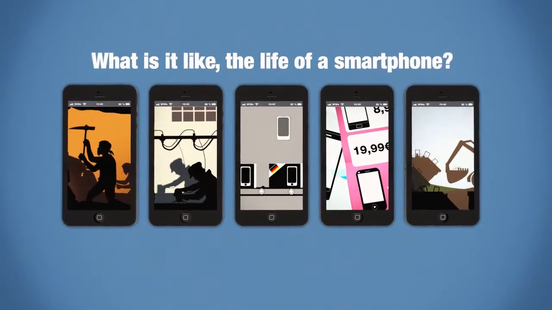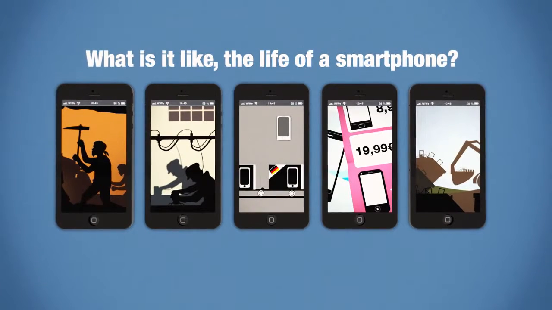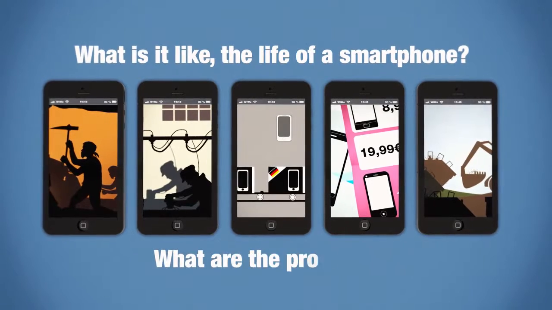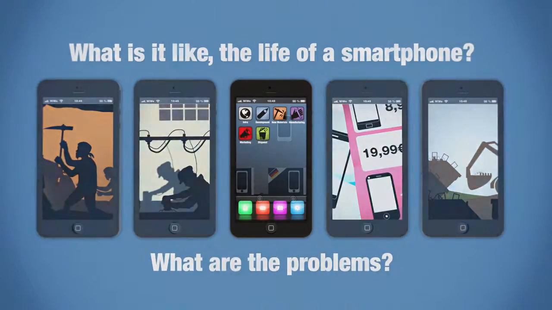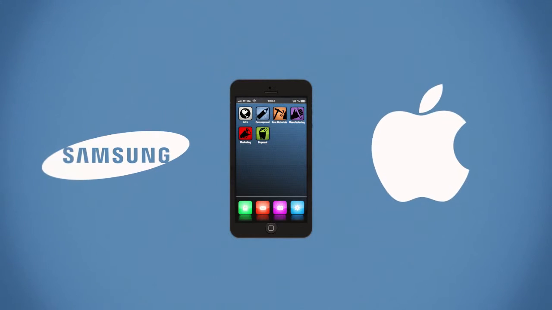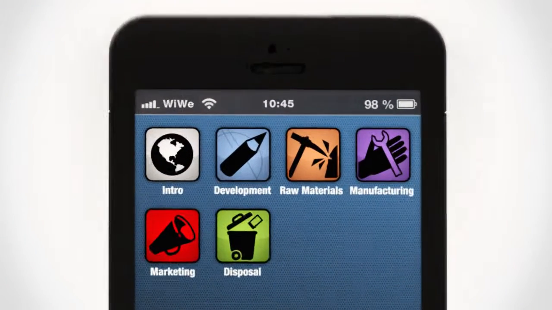So what's it like, the life of a smartphone? From the extraction of raw materials, through to processing, distribution, usage, and disposal. And what are the problems in each phase? Let's take a smartphone, say from Apple or Samsung, as an example, and look at this chain.